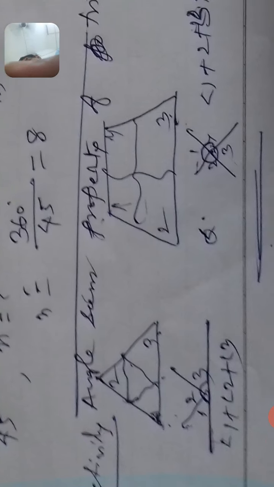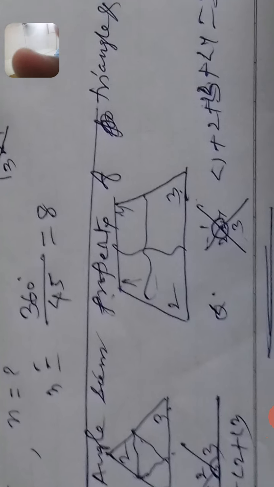Now one activity is there: you have to verify that the angle sum property of a triangle is 180 degrees and the angle sum property of a quadrilateral is 360 degrees. For that we draw a triangle, cut out all 3 angles and arrange them, and we get a straight angle. Similarly, if you cut out a quadrilateral and cut the 4 angles separately and combine them, we get a complete angle, which is 360 degrees. You can do all the questions of the exercise and send your response.